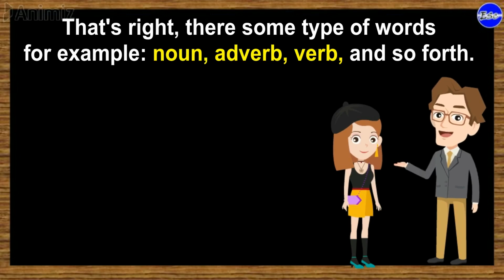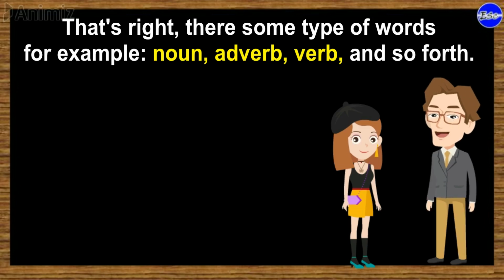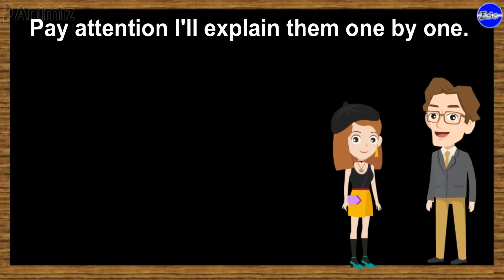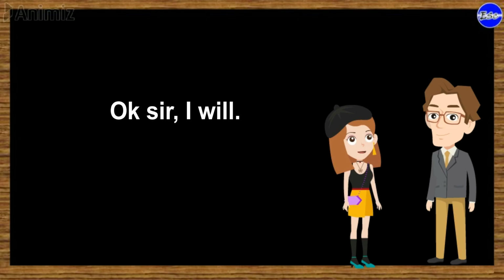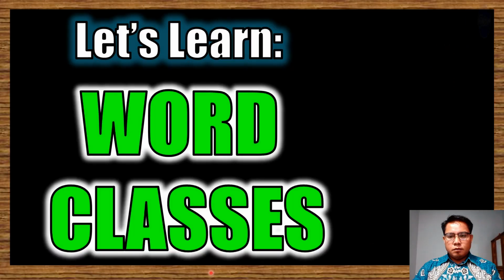That's right, there are some types of words, for example, noun, adverb, verb, and so forth. Pay attention, I'll explain them one by one. Okay, sir, I will. Are you ready? This explanation is mostly suitable for beginner to intermediate because I'm not going to explain them in detail. This is just an introduction for you to understand and comprehend the word classification.